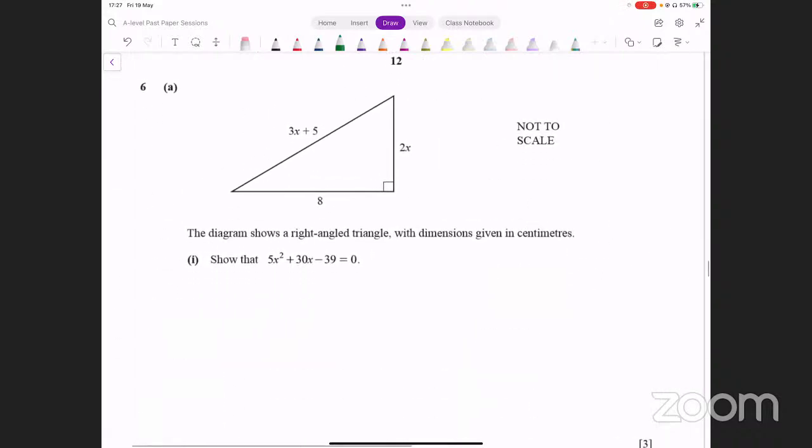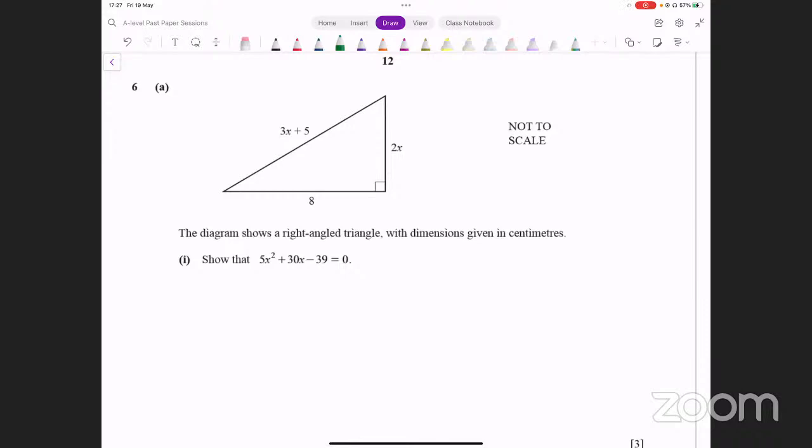Question number 6. The diagram shows a right angle triangle with dimensions given in centimeters. Show that 5x squared plus 30x minus 39 is equal to 0. A right angle triangle here, we can use Pythagoras to connect these three sides. Hypotenuse square, which is 3x plus 5 the whole square, should be equal to base ka square, which is 8 squared, plus perpendicular square, so that's 2x whole squared.